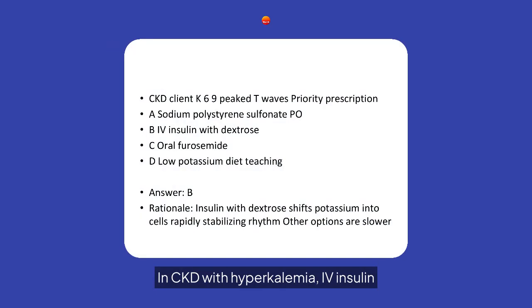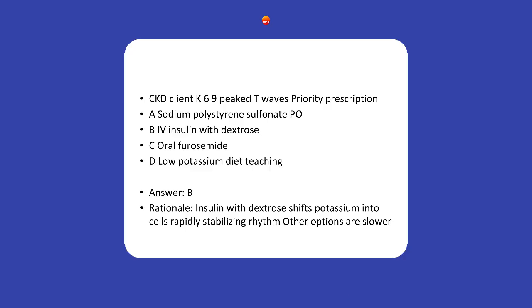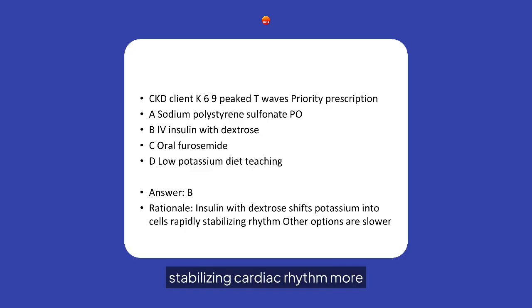In CKD with hyperkalemia, IV insulin with dextrose is the priority. This treatment rapidly shifts potassium into cells, stabilizing cardiac rhythm more effectively than other options.